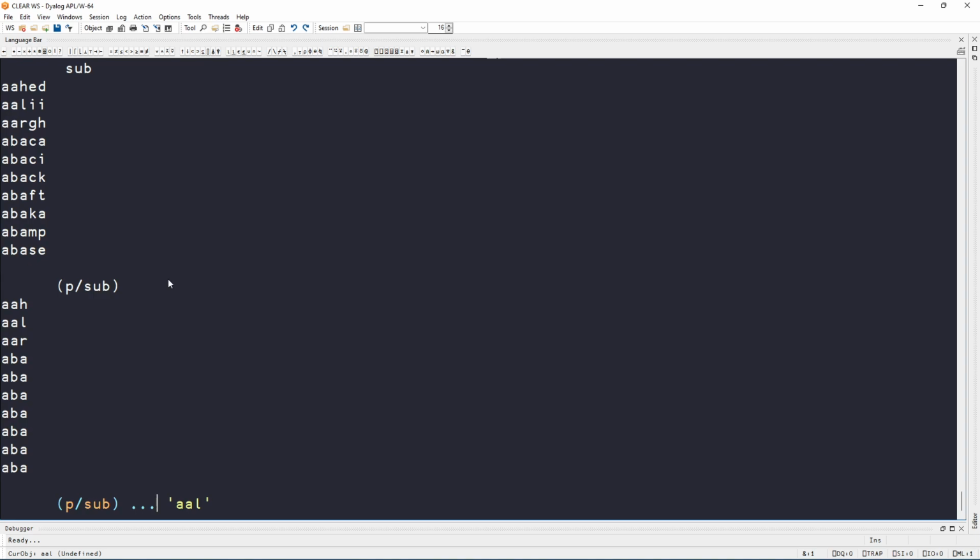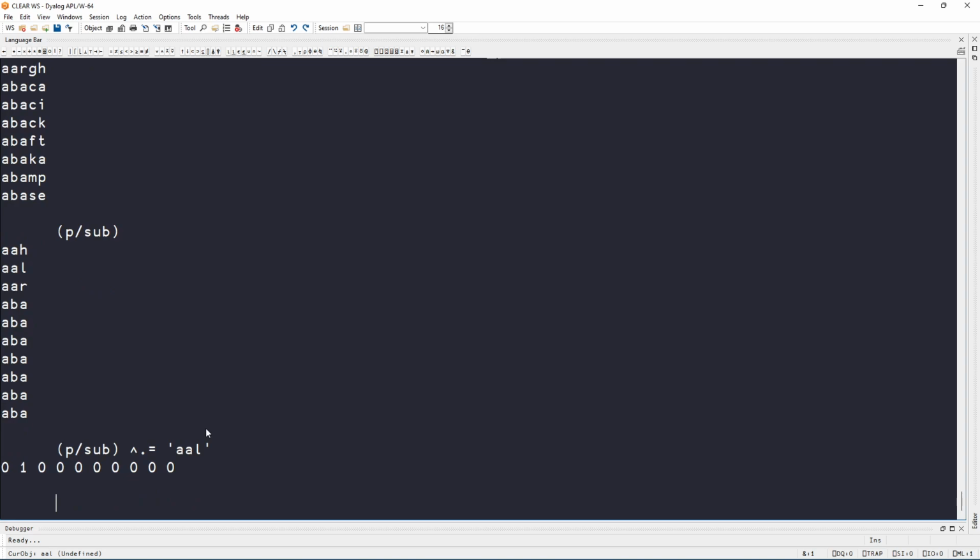Now what we can do is, instead of using the rank and then the reduce, we can fuse those two together with an inner product. And the inner product, what we're going to do is, for each row here, we first compare it with AAL, and then we do the AND operation. So this is what we want to do. This is exactly the same thing. And we fuse the rank and the reduce into a single operation.